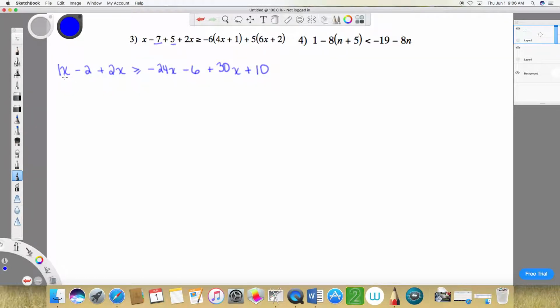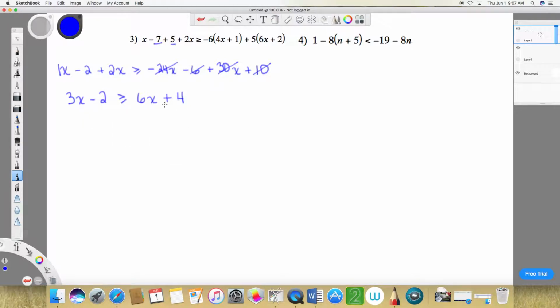Sometimes it's helpful for students to put coefficients of 1 in front of the variable, like that on x. So 1 plus 2x is 3x. So on the left we have 3x minus 2 is greater than or equal to the 30x take away 24x gives us 6x, and 10 take away 6 gives us 4.